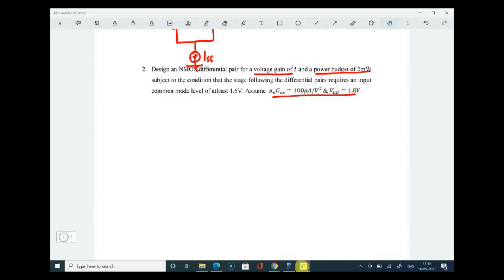Voltage gain is given as 5. Power budget is 2 milliwatt. What is power budget? Like total power produced due to total current, total ISS, the power that can be used. Yeah. So power budget of 2 milliwatt means you can use a power of less than or equal to 2 milliwatt for the circuit. That is a budget given for this differential pair.